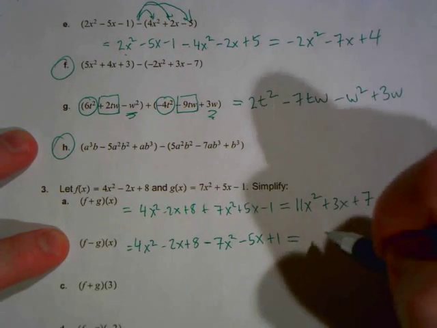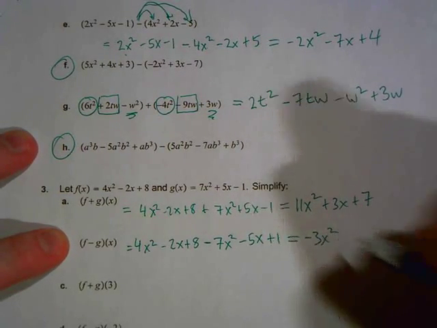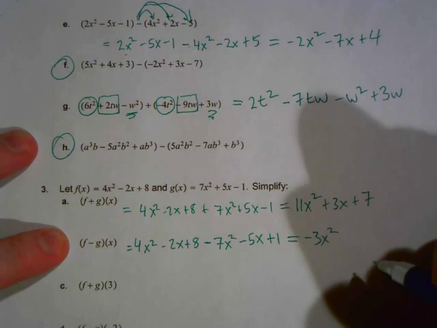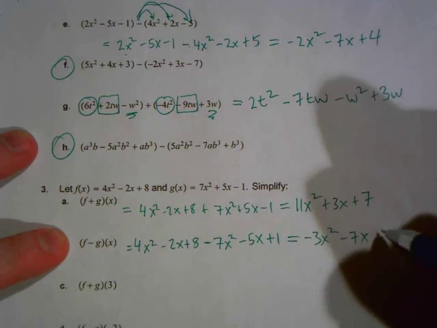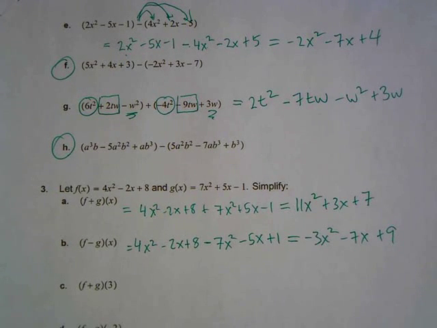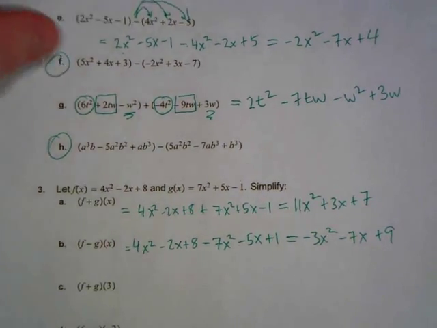Again, I go through and I combine my like terms. Minus 3x squared minus 7x and plus 9. Okay, well that was the hard part of these two problems. C and D, all we're doing is plugging in numbers.